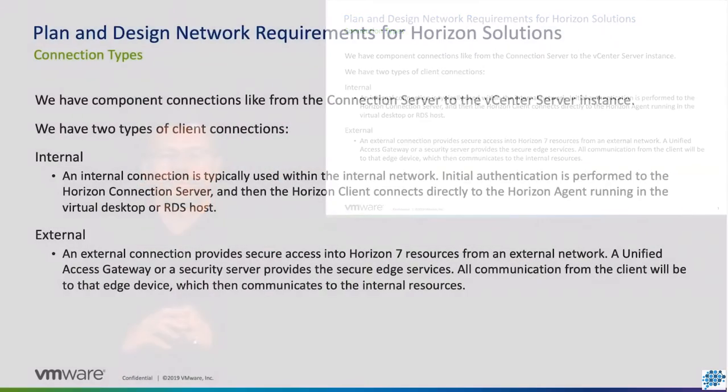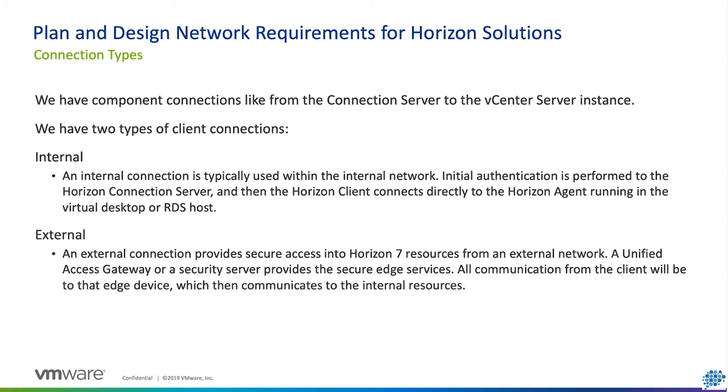With the client connections, we have basically internal connections and external connections. Internal connections means that we are connecting from on-premise to on-premise components, and with external we are talking about connections which are coming, let's say, from home offices, remote offices, to our centralized desktop infrastructure.